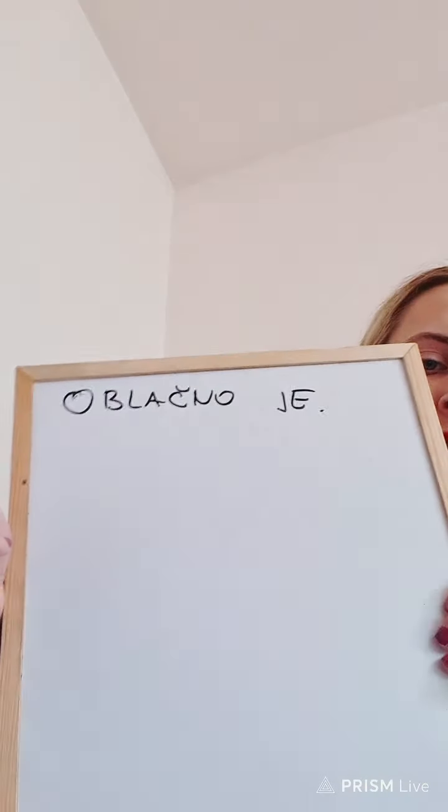Then we have pada kiša, sunce sija. Then if you want to say it is cloudy, you say oblačno je. Oblačno je. So it is the verb to be, right? And cloudy. Oblačno je, it is cloudy.